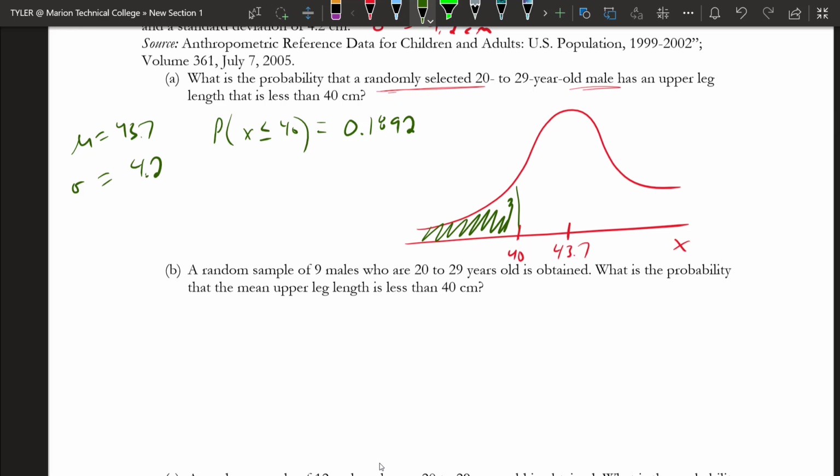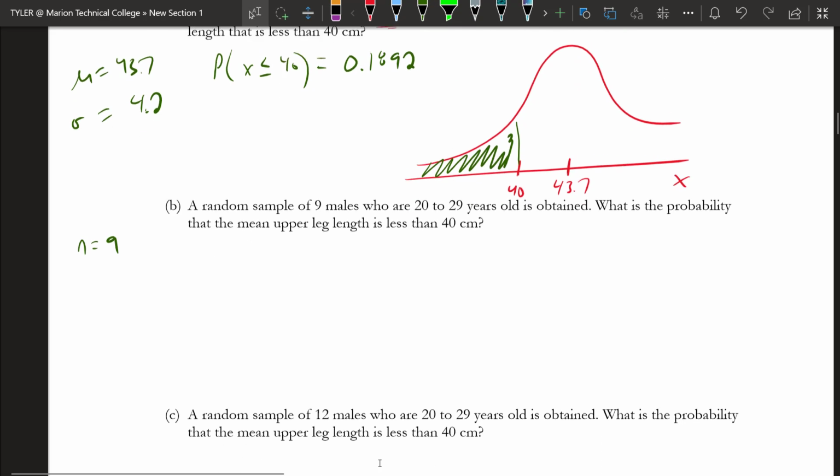Right. So then part B, it says a random sample of 9 males who are 20 to 29 years old is obtained. What is the probability that the mean upper leg length is less than 40 centimeters? So in this case, I'm selecting samples of size n equals 9, and I want to know what's the probability that I pick a sample where x bar is less than 40 centimeters. So this is a little different story here.